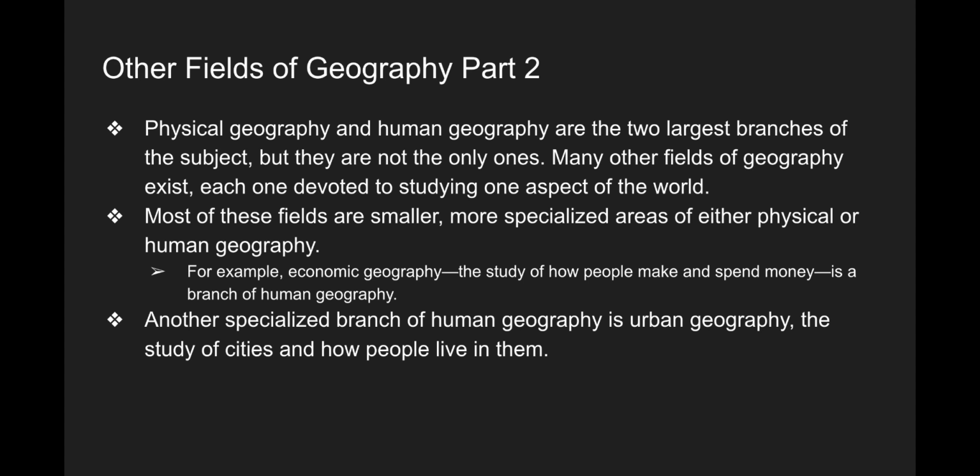Physical geography and human geography are the two largest branches of the subject, but they are not the only ones. Most of these fields are smaller but more specific areas of either physical or human geography.